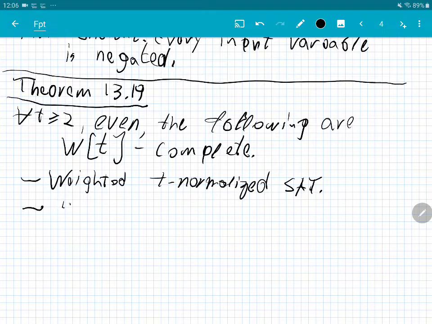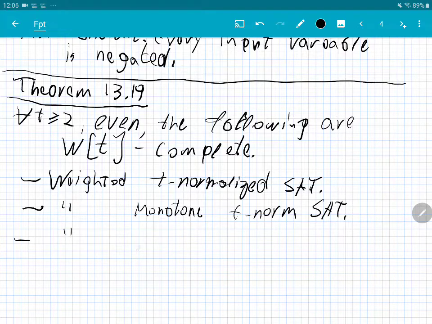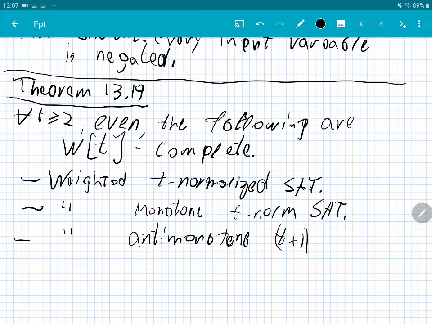The next version is monotone. Again, it's weighted monotone T normalized satisfiability, right? And the next one is weighted anti-monotone T plus 1 normalized.